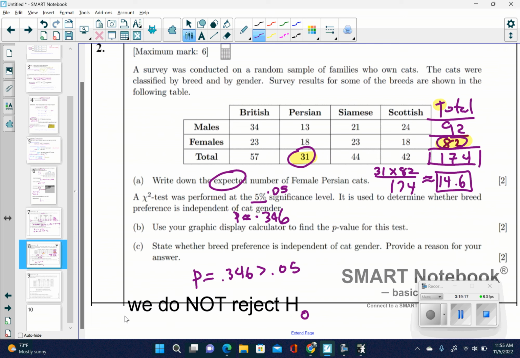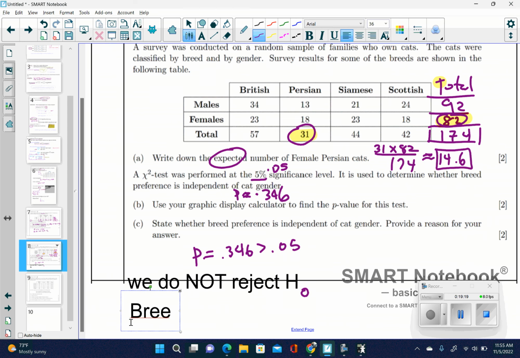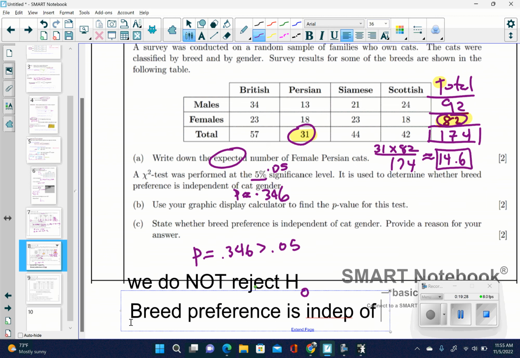So let's just go ahead and write that. So breed preference is independent of gender. Okay. All right, good. So that is our second question.